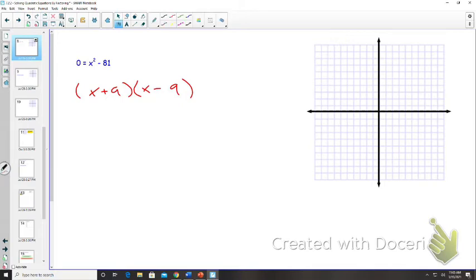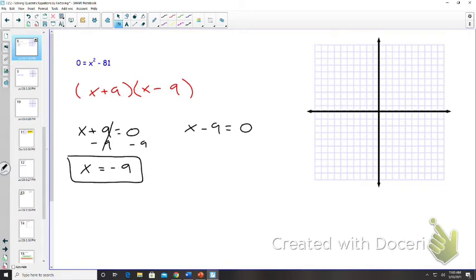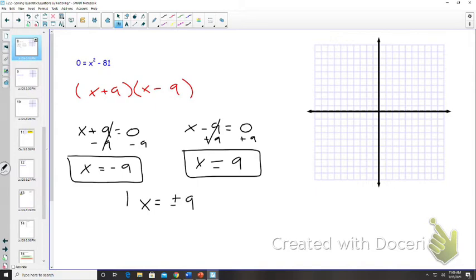That's okay. So then, again, we'll just set each of these equal to 0. So x equals minus 9, and x equals positive 9. When you have a positive and a negative value, you could also say x equals positive or negative 9, and put it into one box. That's fine with me, but if you prefer to do it like we were doing, that's fine too.